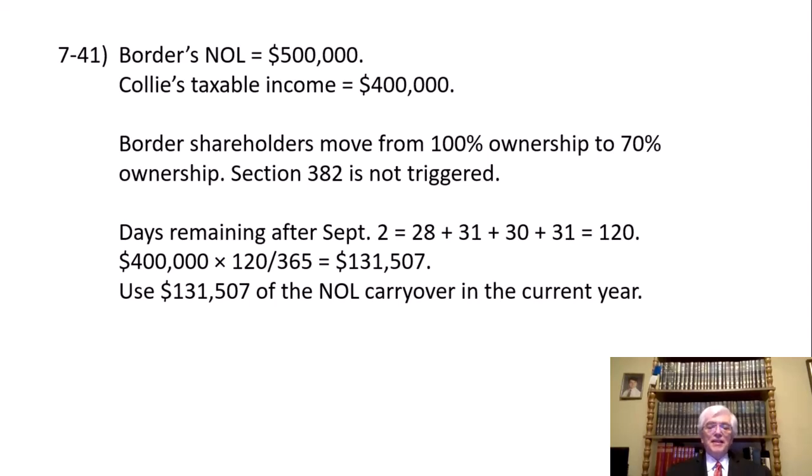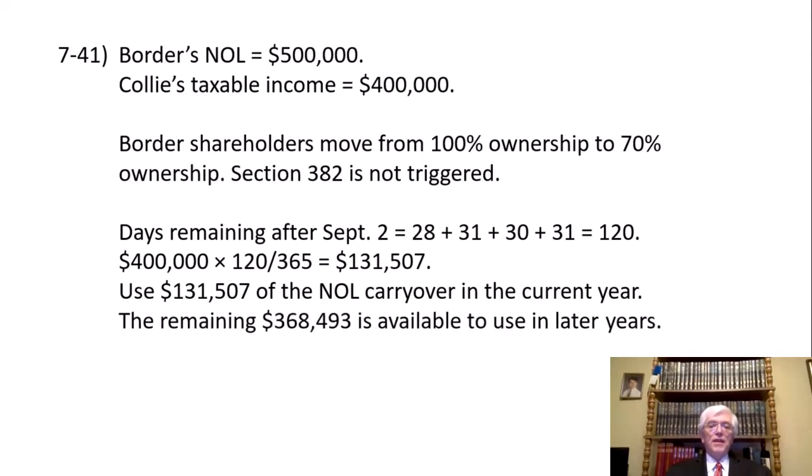They gave us the long-term federal tax rate and all the other information we needed, but we don't use it because 382 is not triggered by this 30% change in ownership percentage for the Border shareholders. So we can use 131,507 in the current year, and then what's left, 368,493, is available without restriction in later years. As much as you can use, you can use.